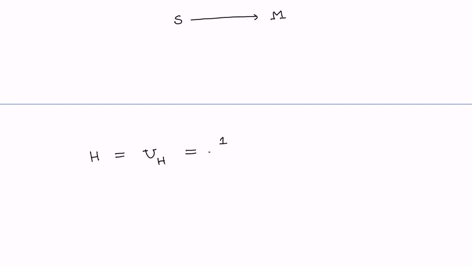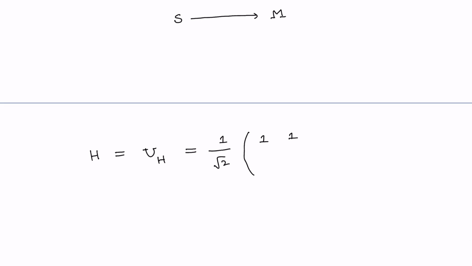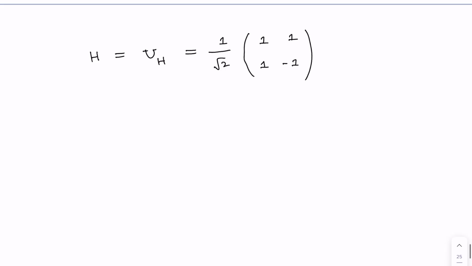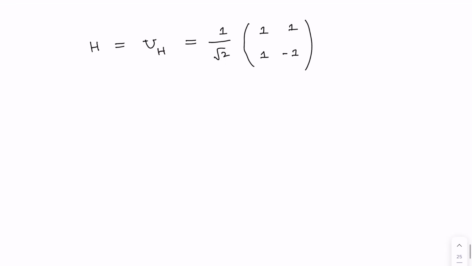In the matrix form, it would be written as 1 by root 2 times the matrix with rows 1 1 and 1 minus 1. I urge you to please verify it, otherwise we will do it in the problem solving session. Now let me talk about a very useful and important 2-qubit gate.